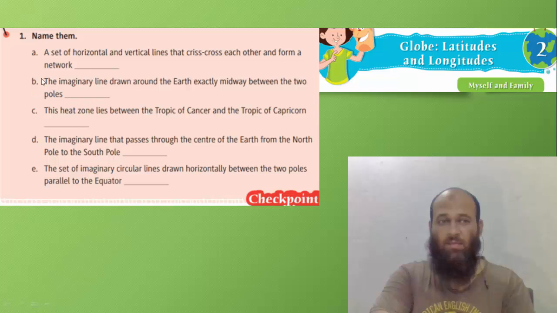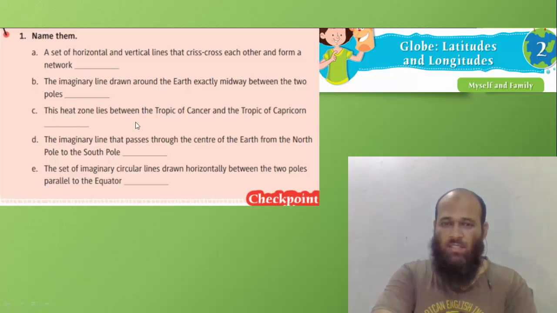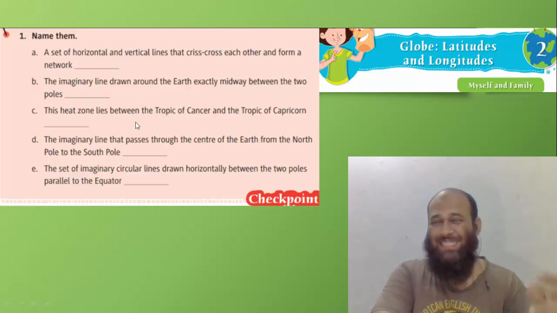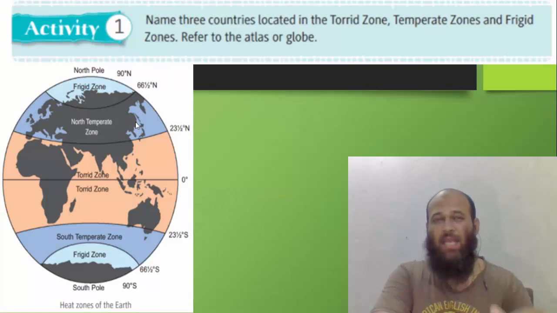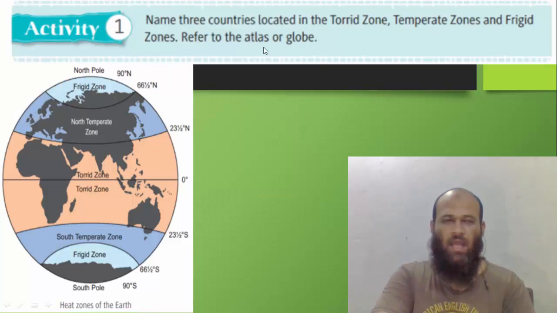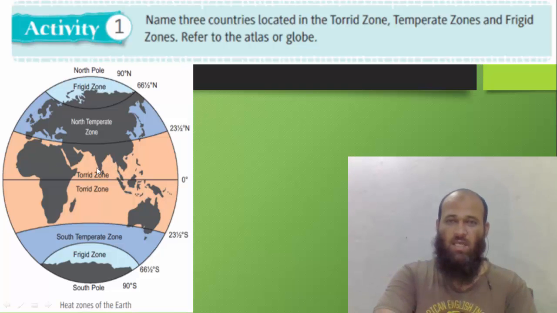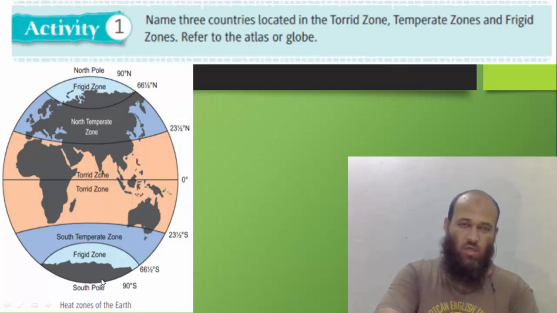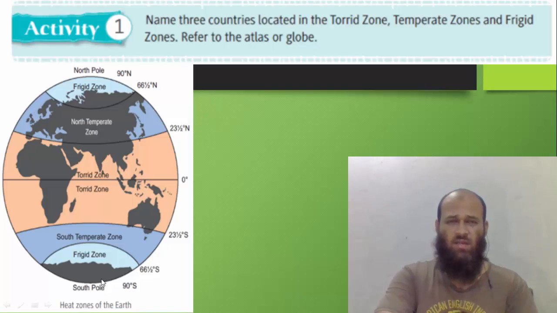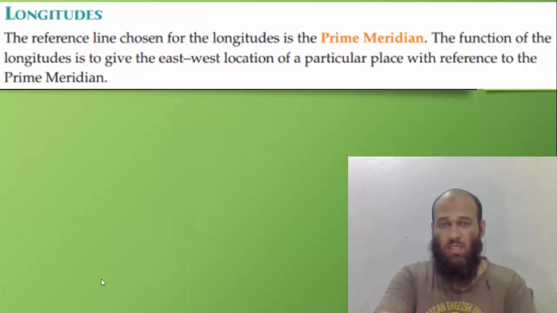Come on, name these. Solve this checkpoint and send it to me ASAP. Now, this is your activity. You have to name 3 countries from the torrid zone, temperate zone, and frigid zone. If you want, you can refer to the atlas or globe or take help from Google.